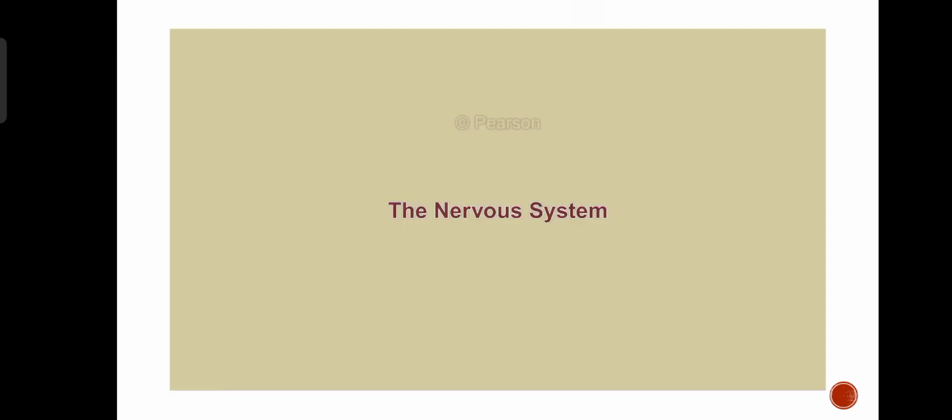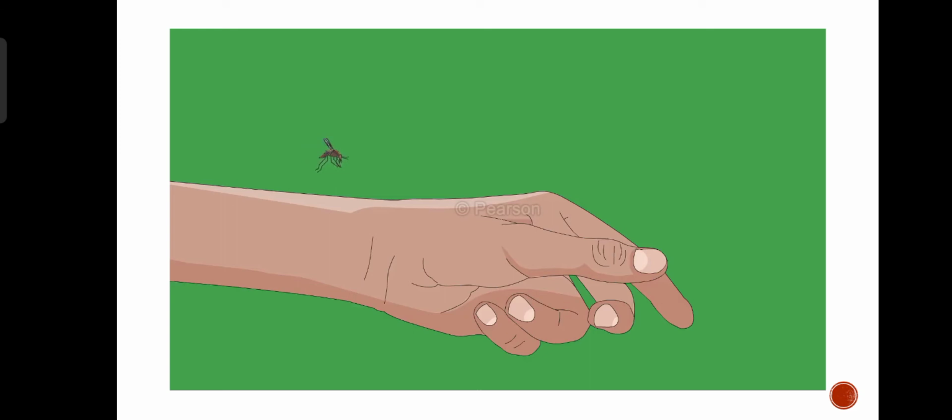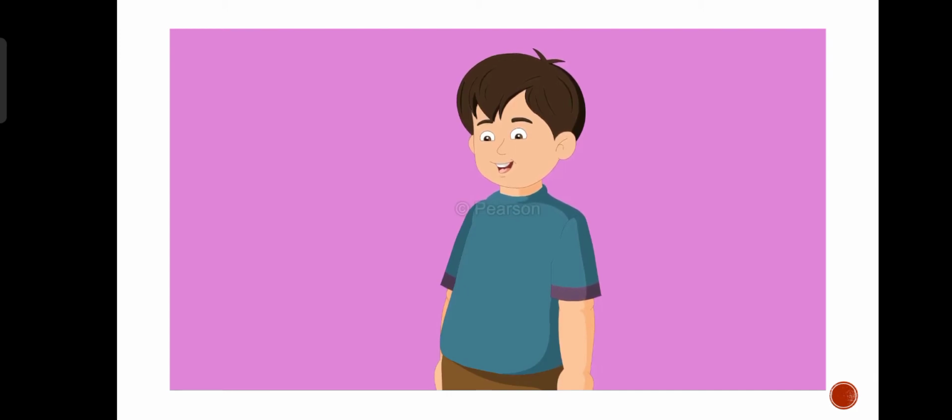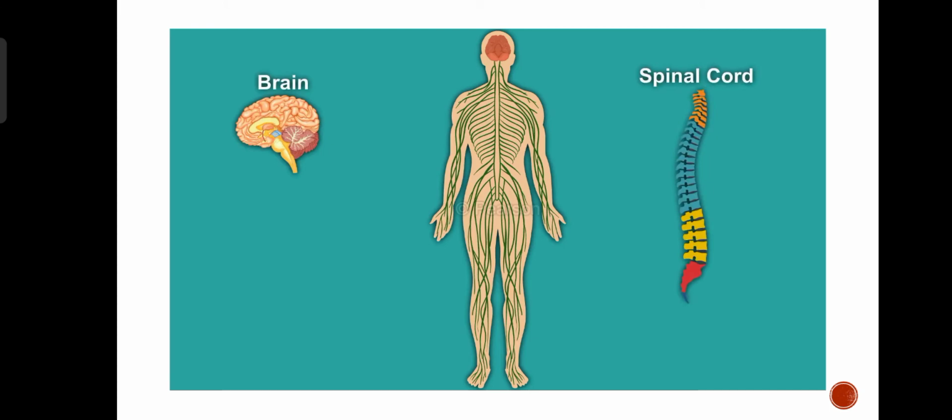The nervous system. What happens when you see a mosquito sitting on your hand? You quickly shake your hand. What happens when you eat an orange? You feel a tangy taste. You breathe automatically. Every single action that you perform is because of the coordination of the nervous system. The nervous system is made up of the brain, spinal cord, and a large network of nerves that are spread throughout the body. Let's understand the functions of the different parts of our nervous system.